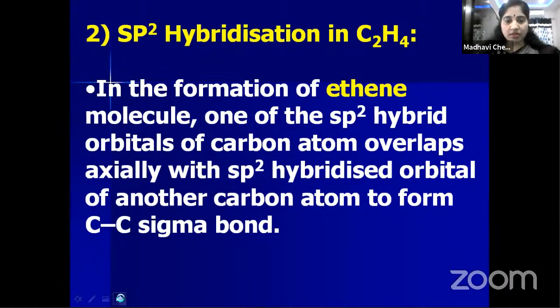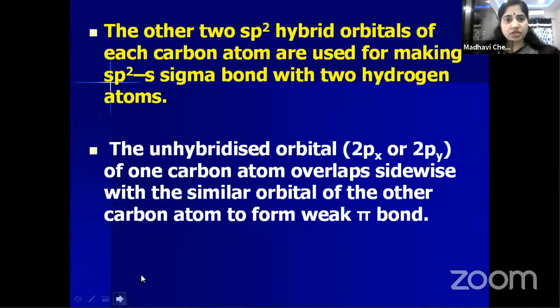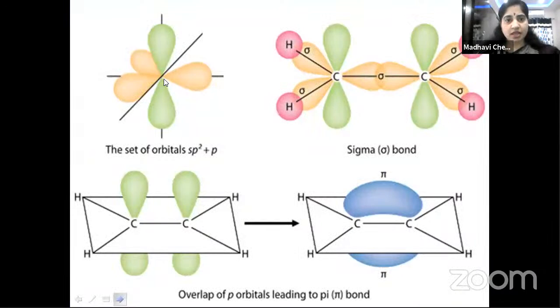Now you can see in this figure, children. Each carbon is undergoing sp2 hybridization, and these 3 orange colored ones are the sp2 hybrid orbitals of carbon. Each carbon also has one unhybridized p orbital. A p orbital has a dumbbell shape, and the green colored one shows the unhybridized p orbital. So this is the condition of one carbon, but in C2H4 we have 2 carbons.